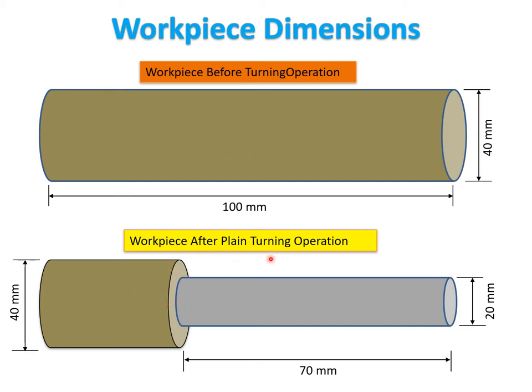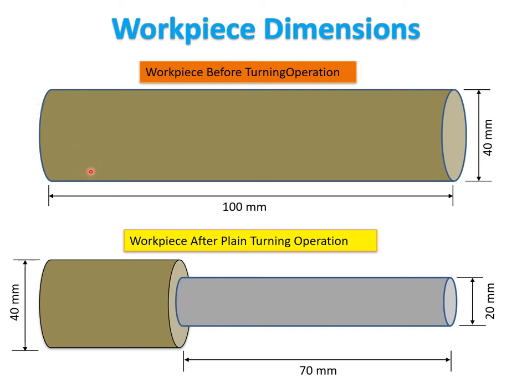You can see the dimension of the raw material is 100 mm by 40 mm. Here the diameter is 40 mm, and we have to reduce it to 20 mm. The total length is 100 mm. Again, the 20 mm length will be clamped in the chuck like we did in the previous facing operation. Up to 70 mm, we will reduce the diameter from 40 mm to 20 mm. So the 70 mm length will be reduced to 20 mm diameter, and the 20 mm length will be in the chuck of the lathe machine.